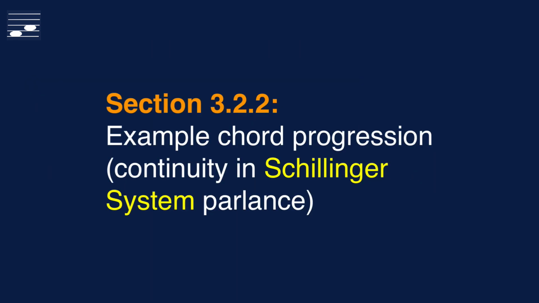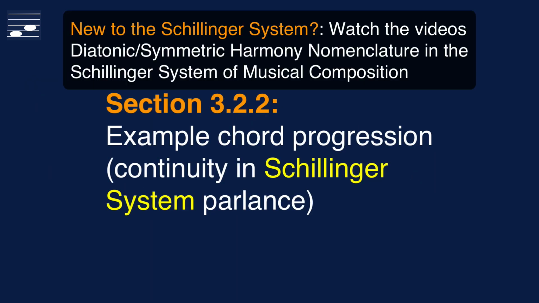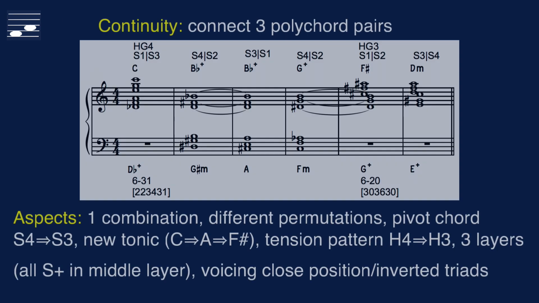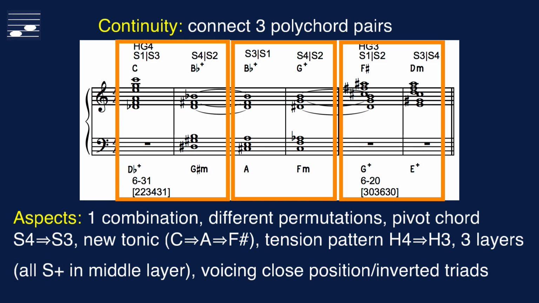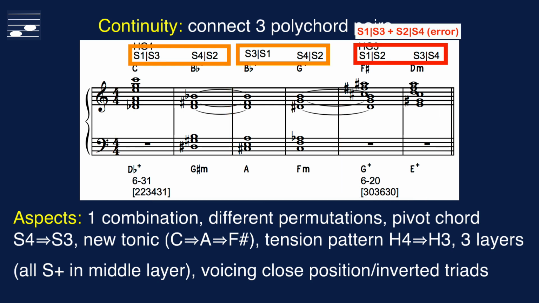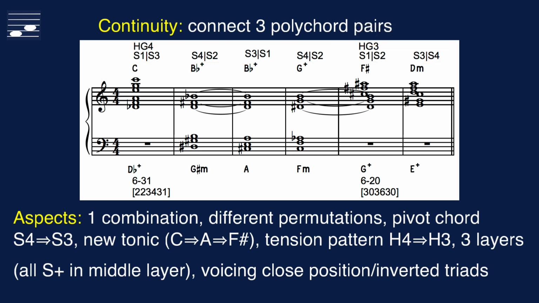From the polychords, we create a chord progression, or, as Schillinger calls it, a chord structure continuity. In this continuity, we connect 3 polychord pairs. We use a single combination only, but we change the triad stacking order of the first polychord. We use augmented triads as pivot chords with overlapping pitches for the connections.